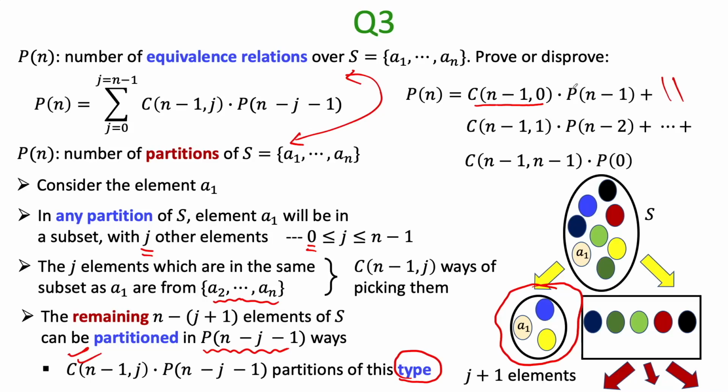There are these many number of partitions of that type. My second category of partitioning of set S is where along with A1 I also put one additional element in that subset. That additional element will be chosen in C of n minus 1 comma 1 ways. And now the remaining n minus 2 elements are partitioned into P of n minus 2 number of ways.